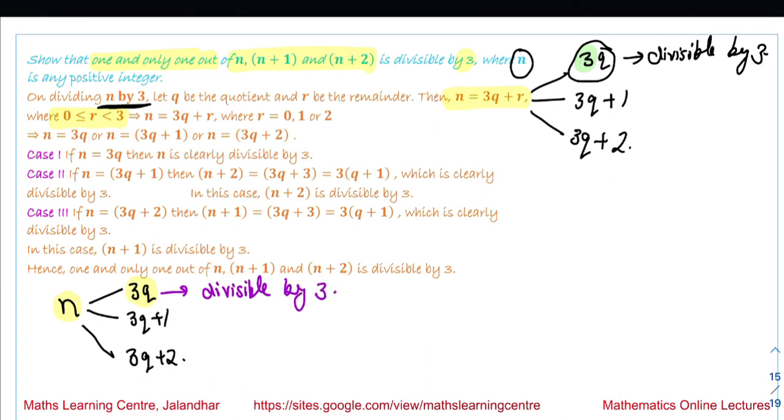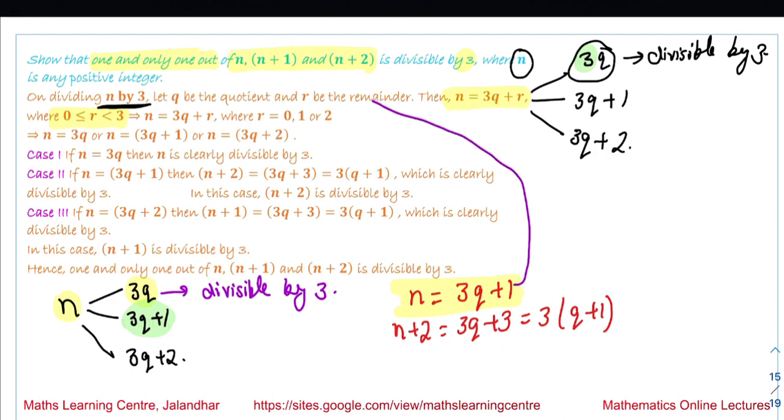Now if the number is of the form 3q plus 1, we are saying that n is equal to 3q plus 1, then what is the value of n plus 2? That is 3q plus 3. 3 we have taken common. It means if the number n is of the form 3q plus 1, then n plus 2 is divisible by 3.